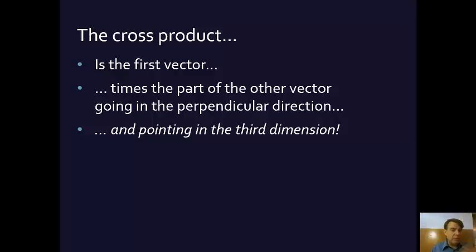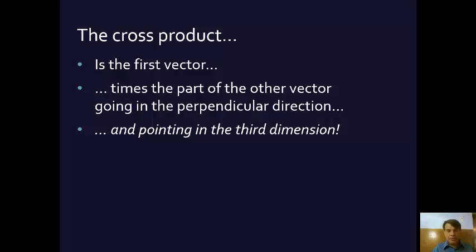I've kind of waited to make this video until I felt like I understood it as much as I could. Hopefully I'll understand it even more. But this works in certain areas. It works with torque, with wrenches, with screwdrivers, and it works with electromagnetism. But basically, the cross product is going to be a third dimensional vector based upon taking the first vector and multiplying it by the perpendicular part of the other vector.